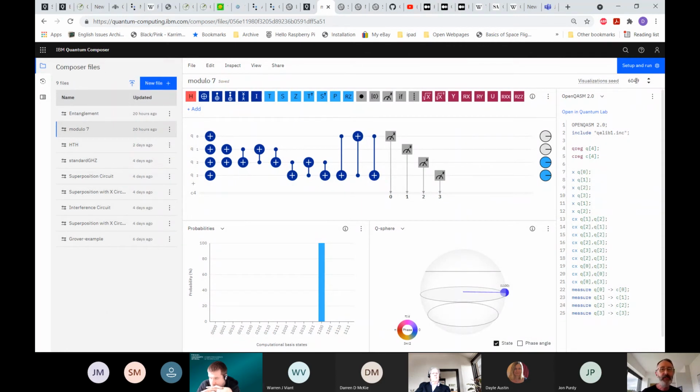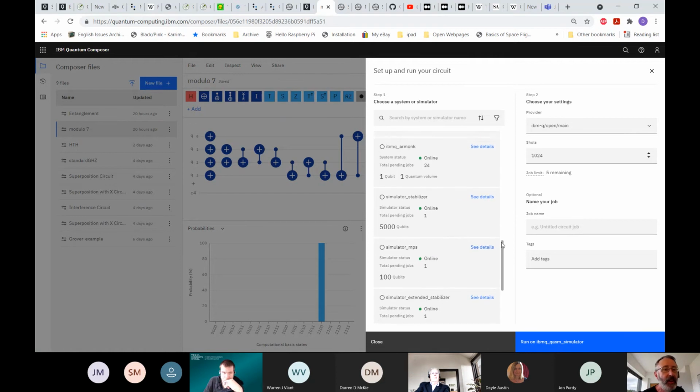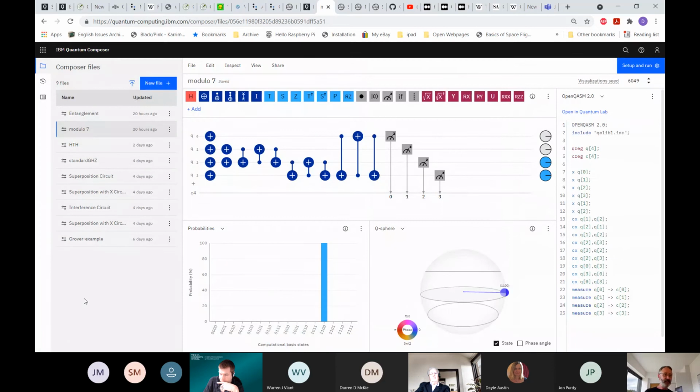Or I can set it up differently and put it on one of their machines, if I can find one that's online. I could set it up on there and it'll run on real quantum hardware. That wouldn't be a good one because it looks to only have one qubit. I would need the one with 5 qubits. And what you'll find if you run that is you get ever so slightly different results to the simulator.